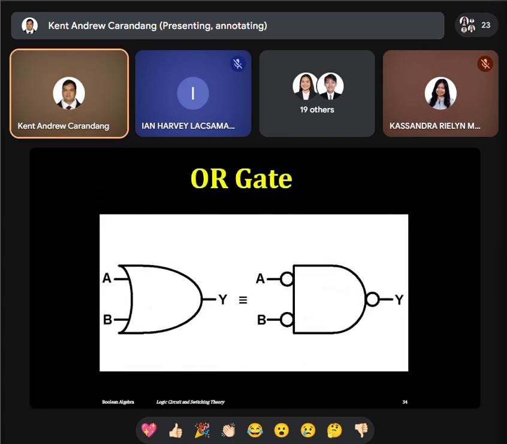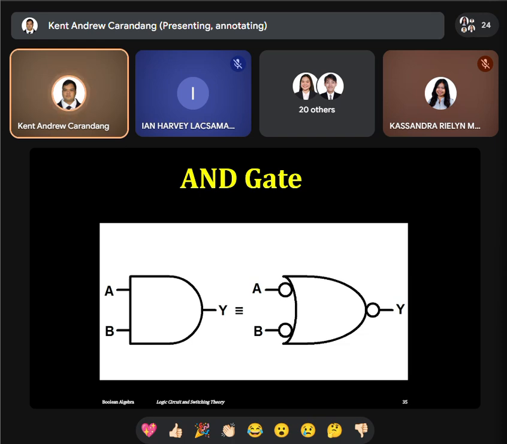So, this is for the OR gate. You can add bubbles to the inputs and add a bubble again for the output. It's just equivalent. Take the AND gate, add bubbles to the inputs and a bubble for the output, so you can get the value for the OR gate. So that is the equivalent schematic diagram. Next.